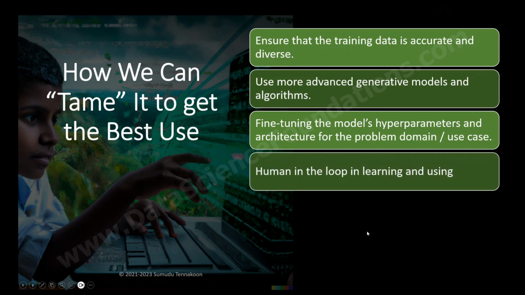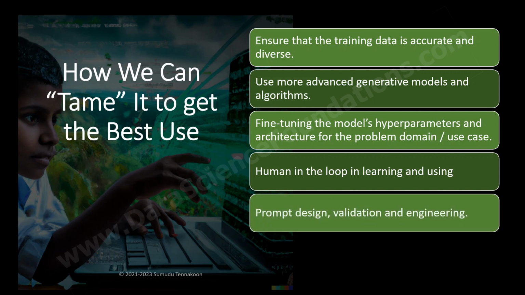I'm repeating again, we can always think humans should be in the loop while learning and using. So in that way, we have control over it. We can always monitor. We can trigger. We can understand when it is going out of control and take action.